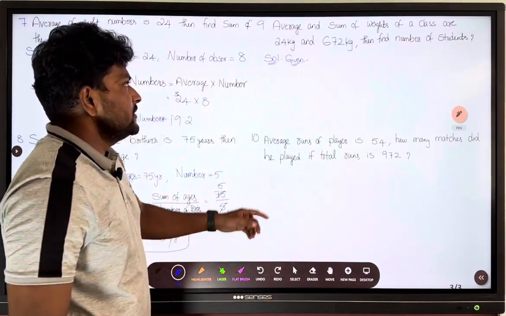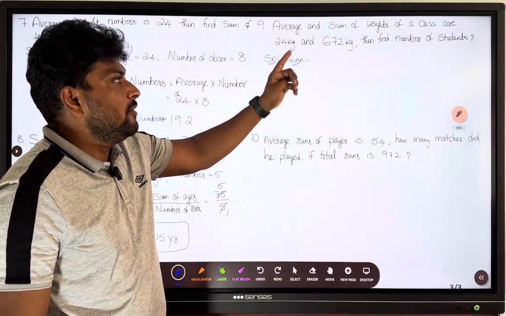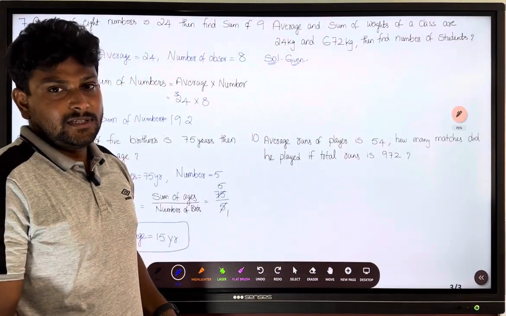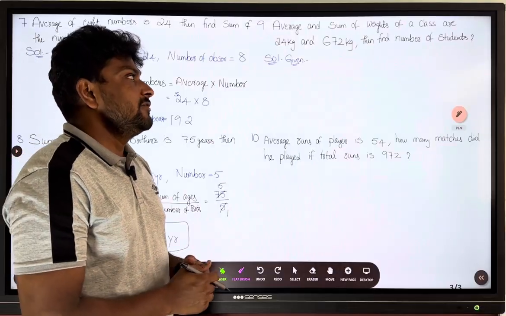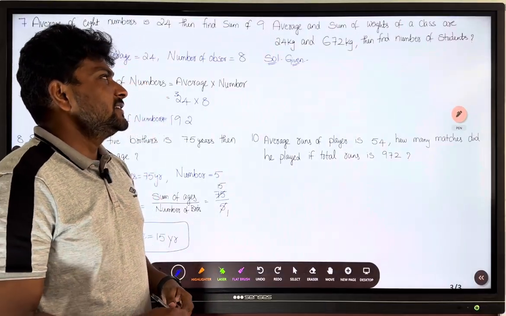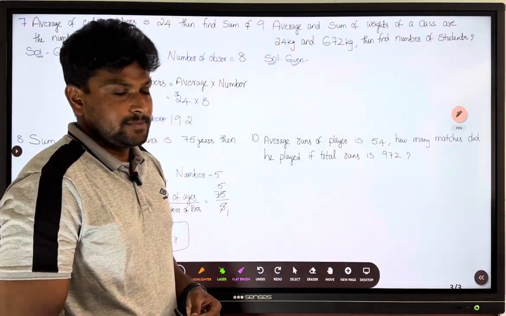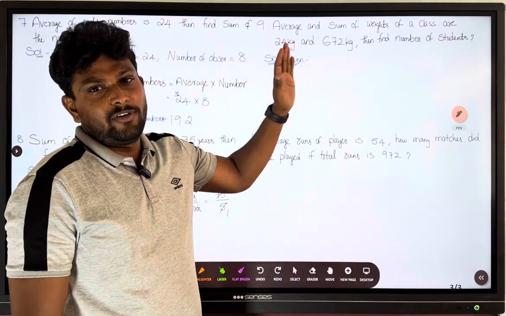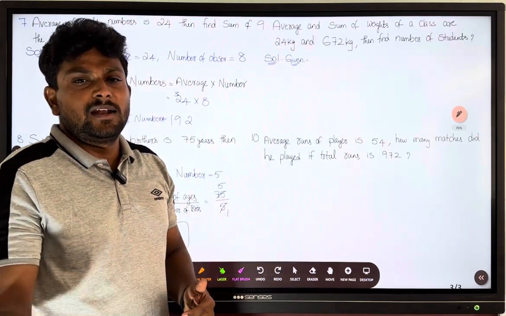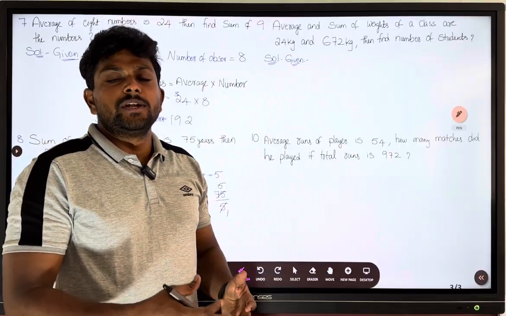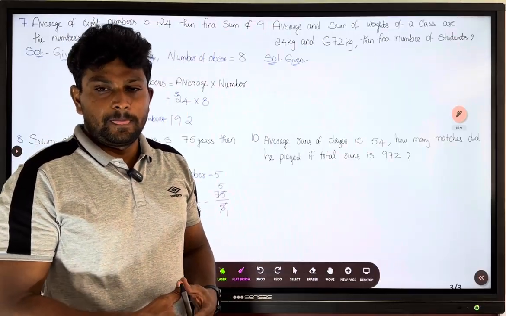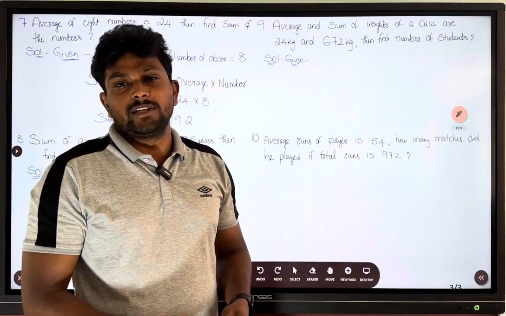So look at the question first. Average and sum of weights of a class are 24 kg and 672 kgs. Average and sum of weights of a class means that in the class we will have the students, right? Students యొక్క weights ని యాడ్ చేసేసారు, and average కూడా చేసేసారు మనం.